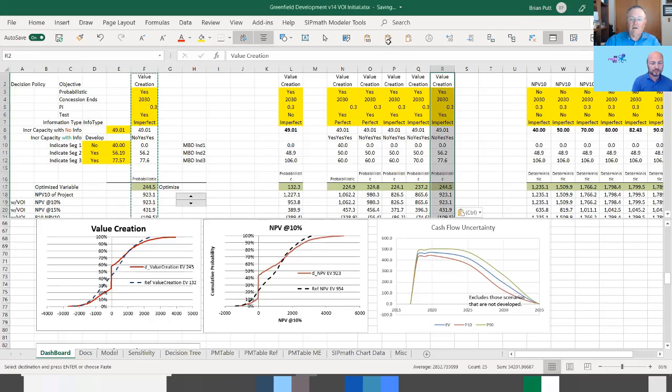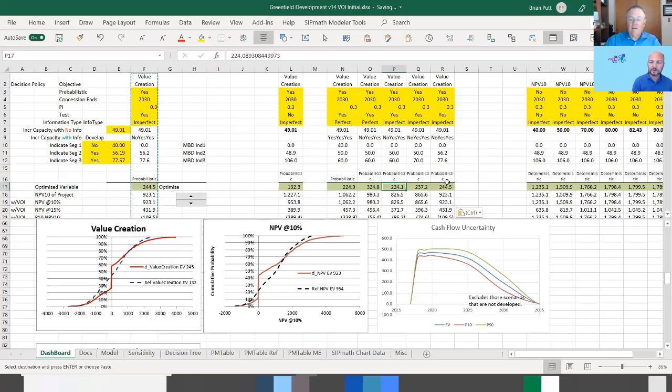Where did we end up here? We ended up at 244. And so actually our initial guesses of 50 and 60 weren't too bad. We went up to 56 and 77 when we optimized everything. But this is with imperfect information.